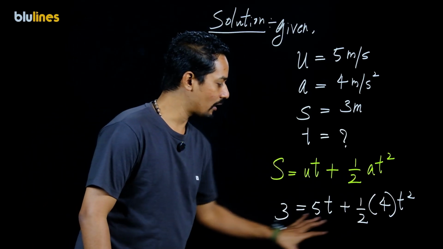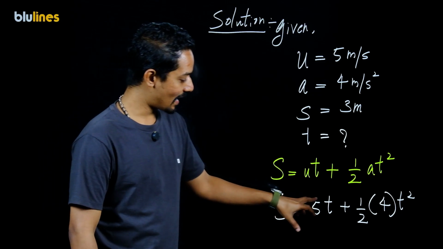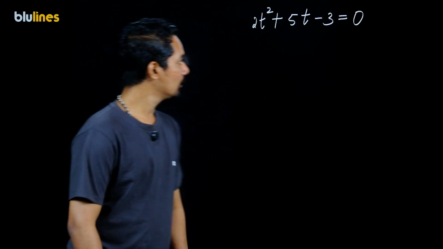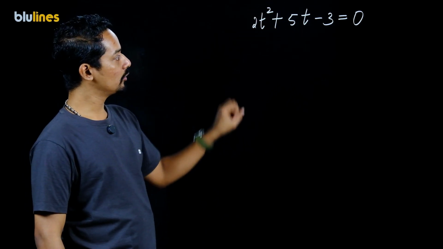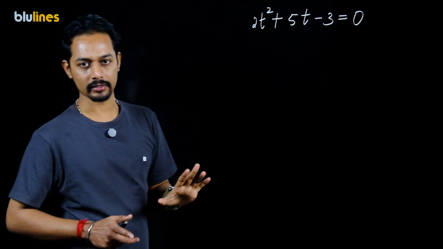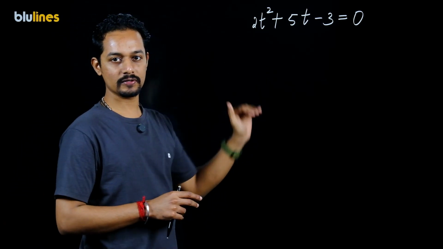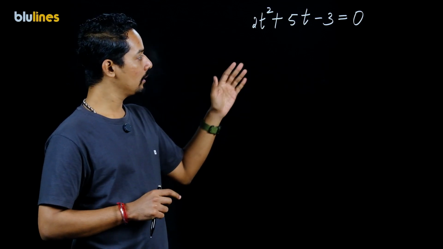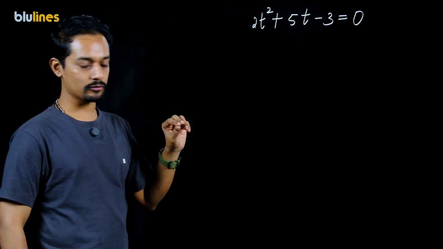Once you substitute these values, you will get an expression which has t and t square, a quadratic equation in t. And this can be rearranged into this form. And now we have to solve for t. So there are two methods. The brute force method is by using the quadratic solution, the b square minus 4ac discriminant form. But there is a smarter way to do it.